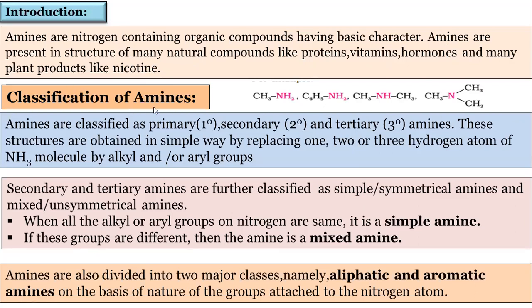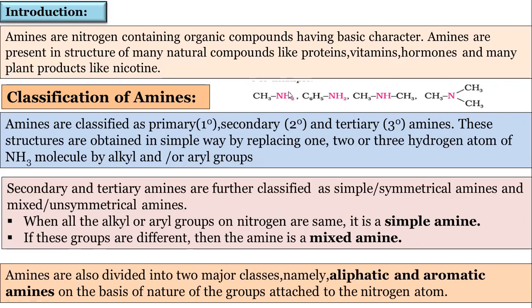So the classification of amines: they are classified as primary amines, secondary amines, and tertiary amines. But this classification depends upon the number of alkyl groups attached to the nitrogen. The classification of amines is quite different from the classification of alcohols and alkyl halides. This is different because the classification of alcohols and alkyl halides is based upon the number of carbons, but this classification is based upon how many alkyl groups are attached to this NH2.